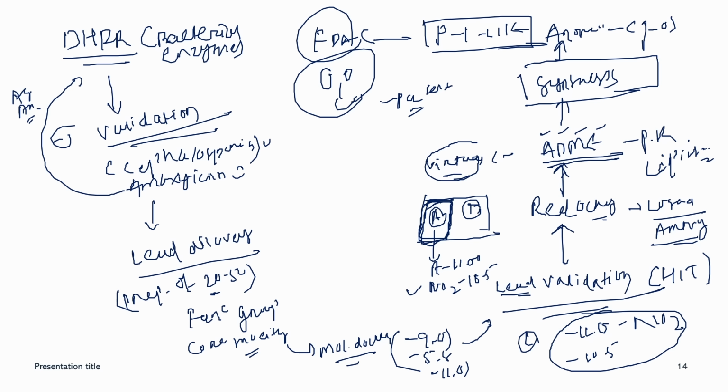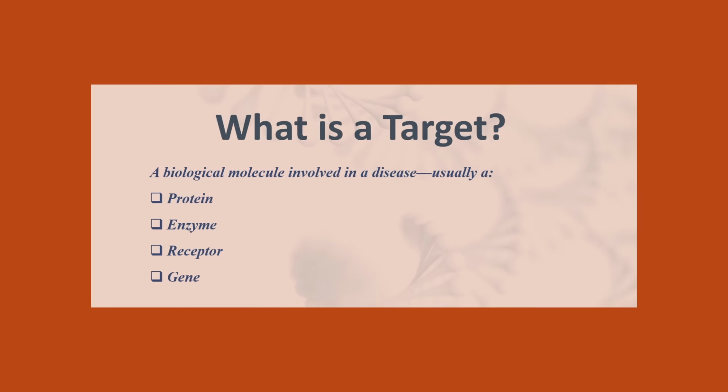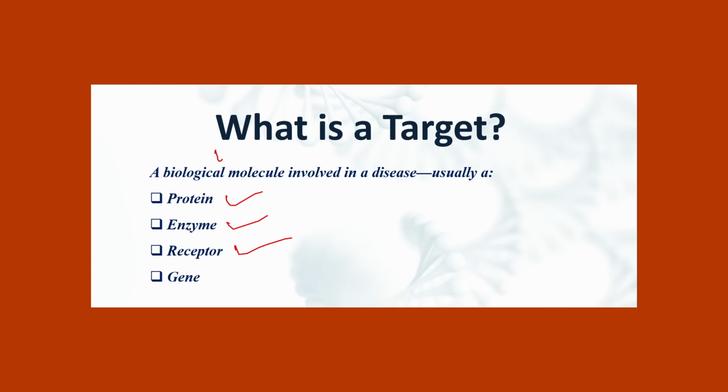Next, what is a target? Basically, a target molecule may be a protein, it may be an enzyme, it may be a receptor, or a gene. So target molecules are of various types. It may be DNA also. The DNA may be the target.